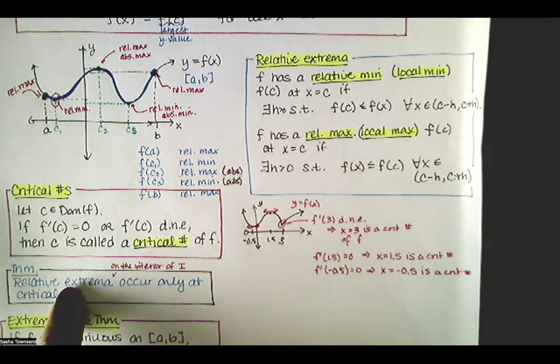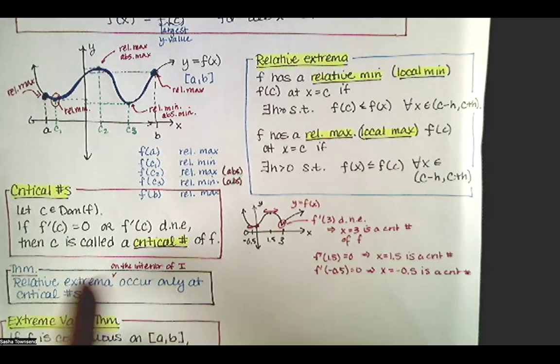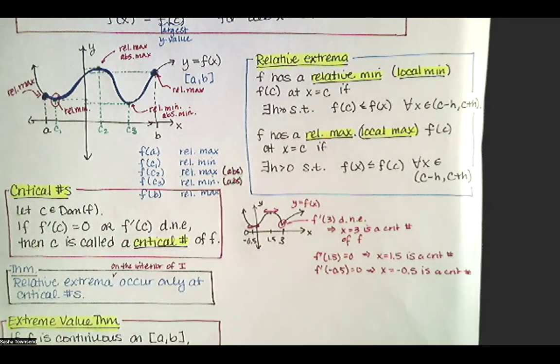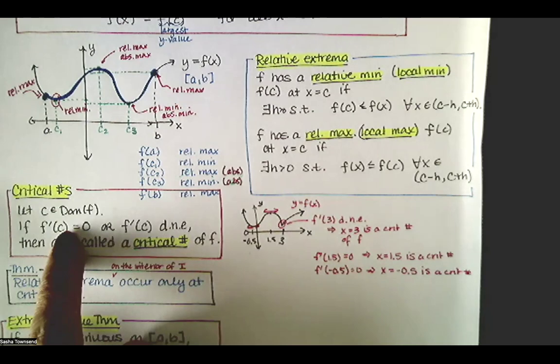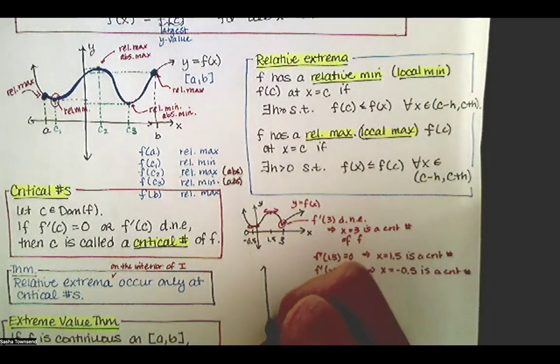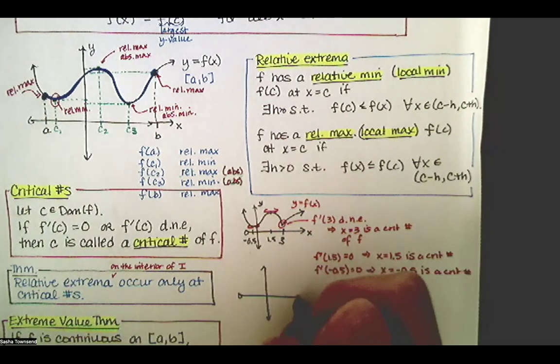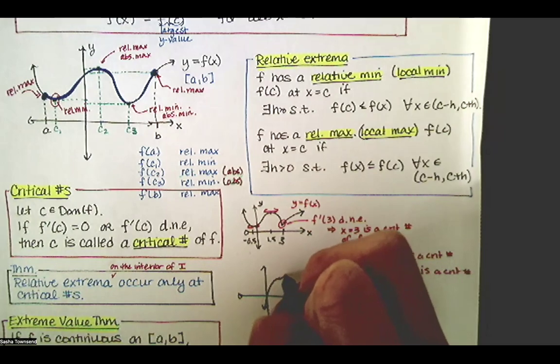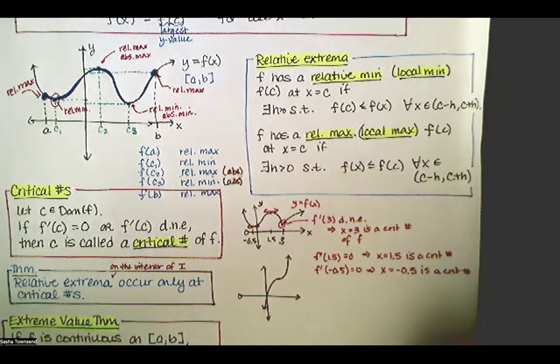So if you're at a relative max or a relative min on the interior of an interval, then either f prime equals 0 or f prime is undefined. But it's also possible that you could have a flat spot on your graph, and that would correspond to a critical number where the function does not have an extreme value.